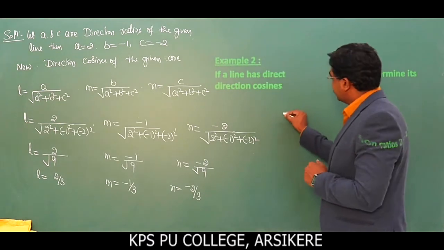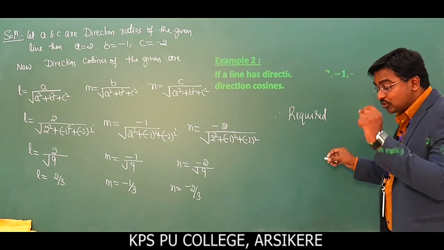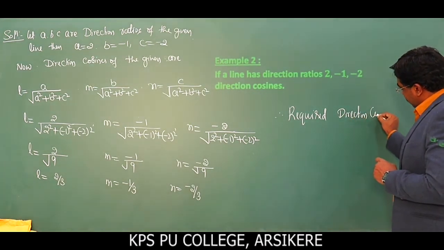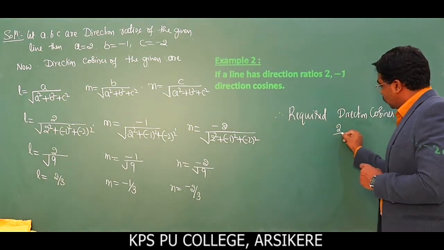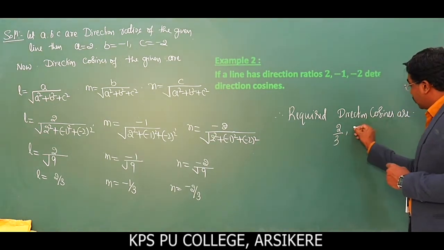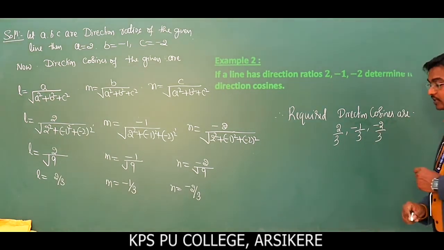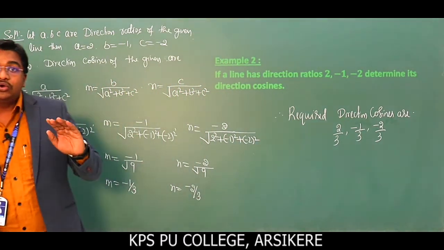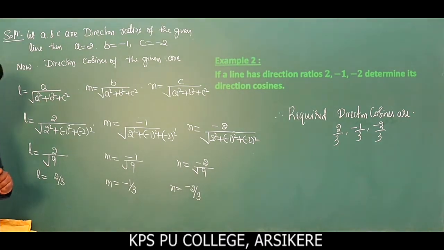So therefore the required direction cosines are 2 by 3, second -1 divided by 3, third one N is -2 divided by 3. So they are the direction cosines of the given line. So this is the method to find the direction cosines of the line when the direction ratios are given. Clear? Okay. Take a pause and note down all the things that I have written here.